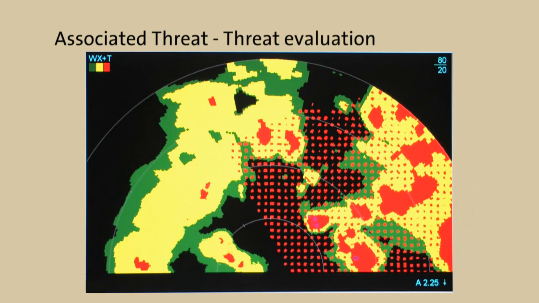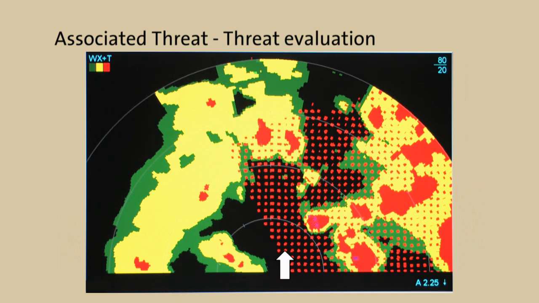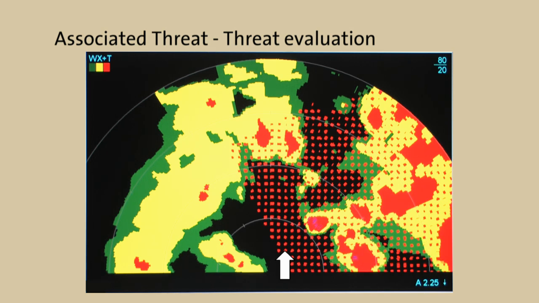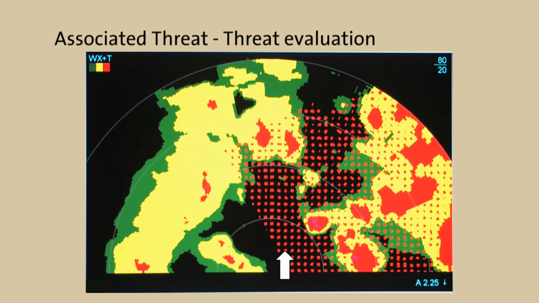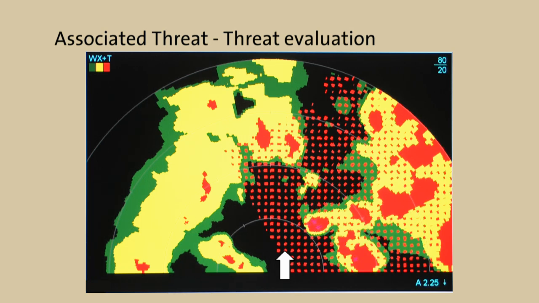It is important to understand that all associated threat warnings are inferred threats based on the nature of the thunderstorm that the radar has evaluated. In other words, the red speckles do not indicate a directly detected threat. The radar cannot actually see hail and turbulence in the red speckled regions. Thus, directly detected weather always takes priority over the red speckled associated threat icon.